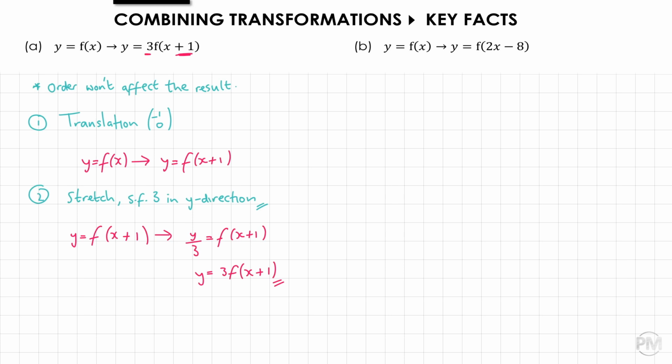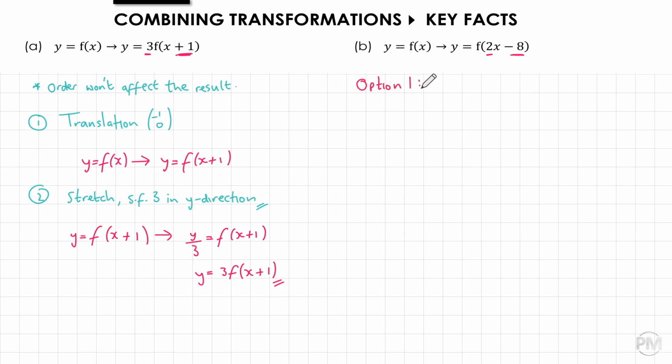Let's have a look at part B. In part B, here, we have a translation in the x direction and a stretch in the x direction. As they're both in the same direction, the order will affect the result. So in this question, we'll actually have two possibilities for how we can derive the result.